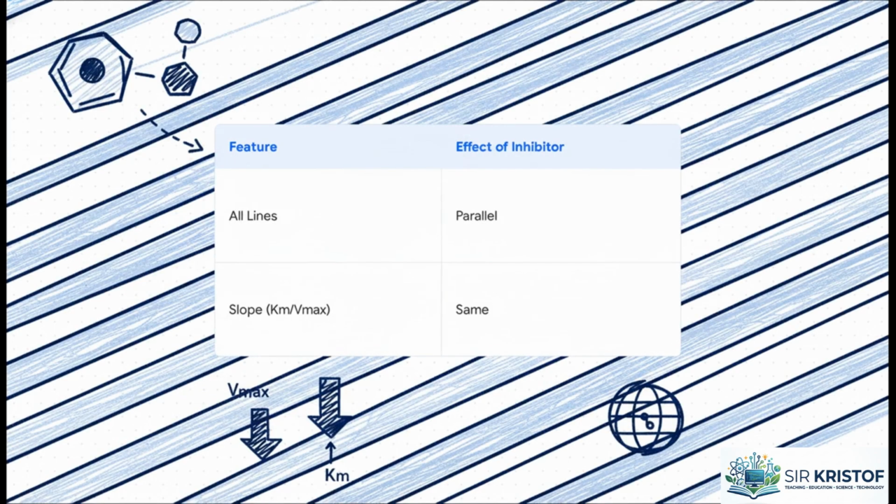And finally, the signature for uncompetitive inhibition. This one is the most striking of them all. You get a series of perfectly parallel lines. You can't miss it. This clean, parallel pattern is the visual confirmation that both Vmax and Km are decreasing in lockstep, which is the unique calling card of that molecular trap.